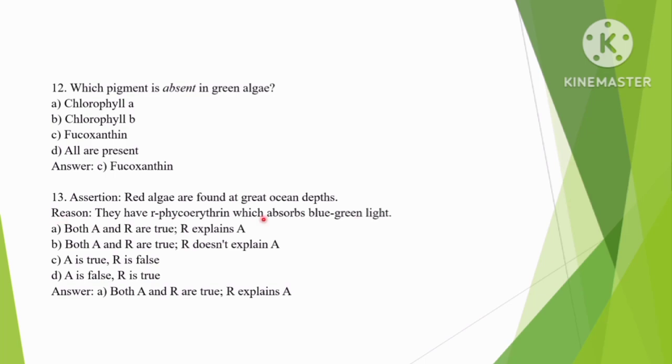Now we have to check whether this reason explains the assertion. So here the red algae lives in deep water as R-phycoerythrin absorbs the blue-green light which penetrates deepest in the ocean, thus enabling photosynthesis. So this is the right answer and R is the correct explanation of the assertion. So the answer here is option A.